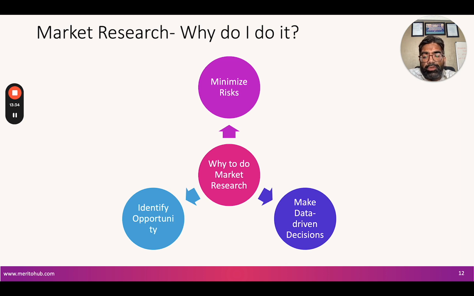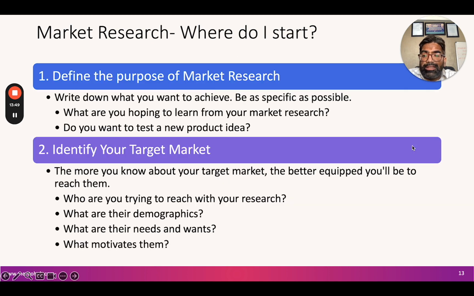If you ask people's opinion, and then identify opportunity. Many times what happens is that you prepared something, but the customer wants something altogether else. And when you talk to them, you realize, okay, what they want. And that's where market research is critically important.